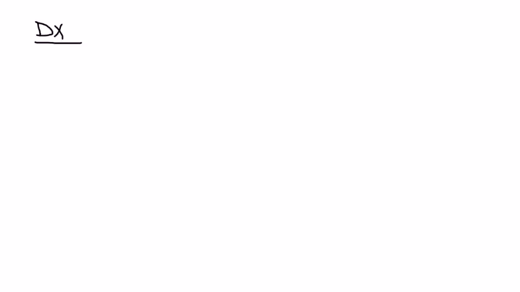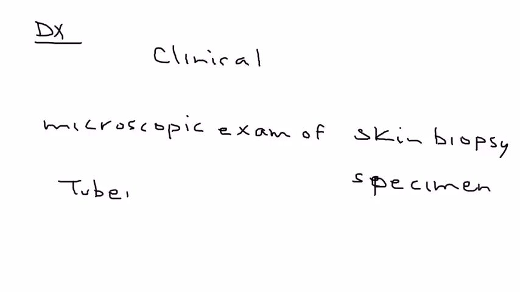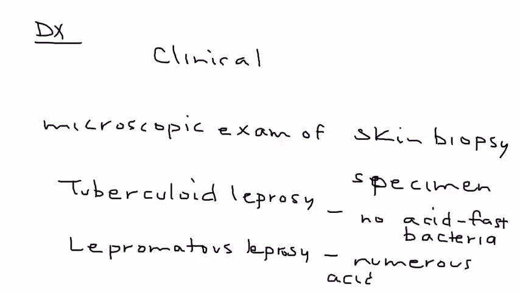Now, the diagnosis of leprosy, in addition to, of course, the clinical aspect of it, involves a microscopic exam of a skin biopsy specimen. Keep in mind that there are two types of leprosy. There's tuberculoid leprosy, and then there is lepromatous leprosy. When you do the microscopic exam, the tuberculoid leprosy will show no acid-fast bacteria. The acid-fast bacteria, of course, I'm referring to the Mycobacterium species. In lepromatous leprosy, you will see numerous acid-fast bacteria. So that's a bit of a distinction there.